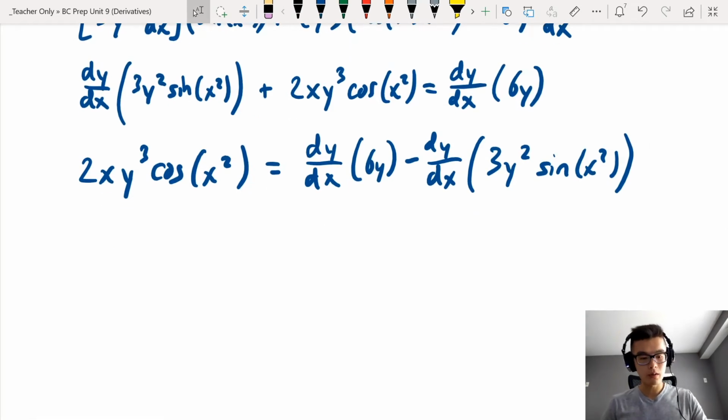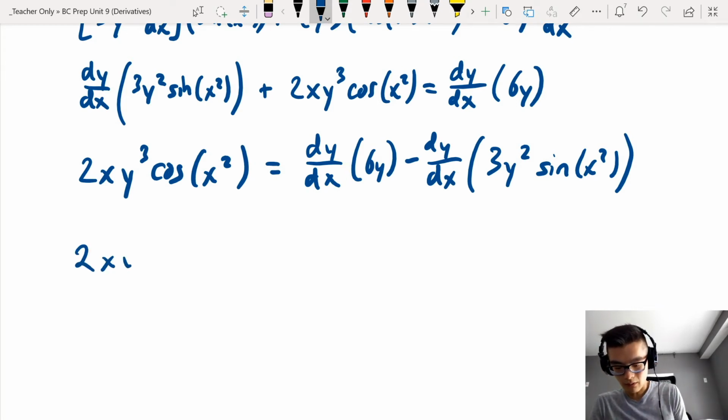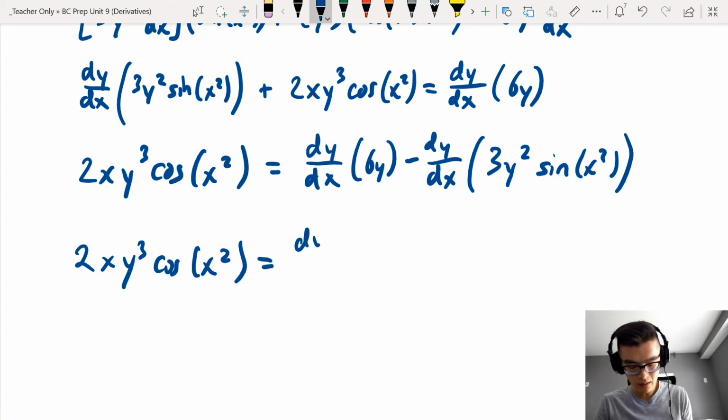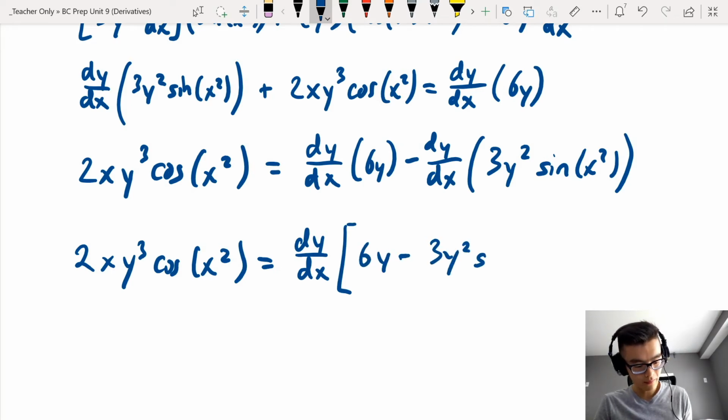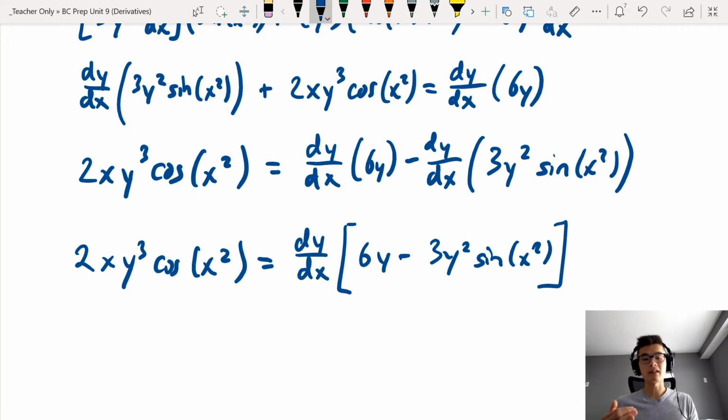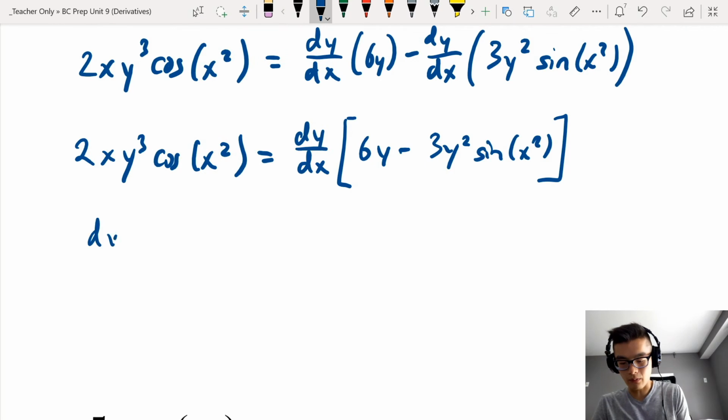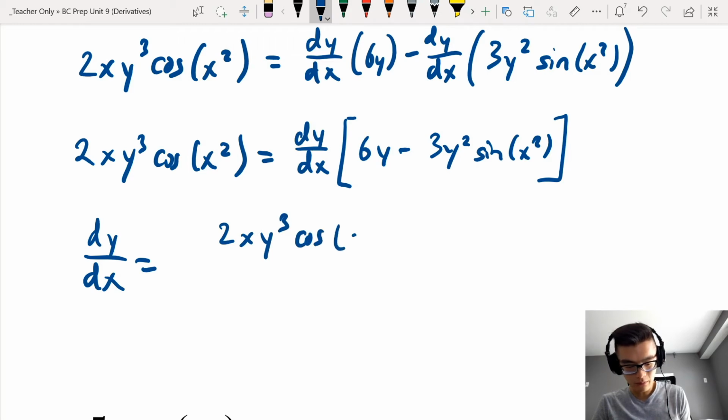Notice that both terms on the right side contain a dy/dx, so you can factor that out, just like we've done in Algebra 2. So we get 2xy cubed cosine x squared equals, let's see, dy/dx times the quantity 6y minus 3y squared sine of x squared. And so last thing to do is to get dy/dx by itself. So we are left with dy/dx. Divide both sides by that ridiculousness. So we get 2xy cubed cosine of x squared.